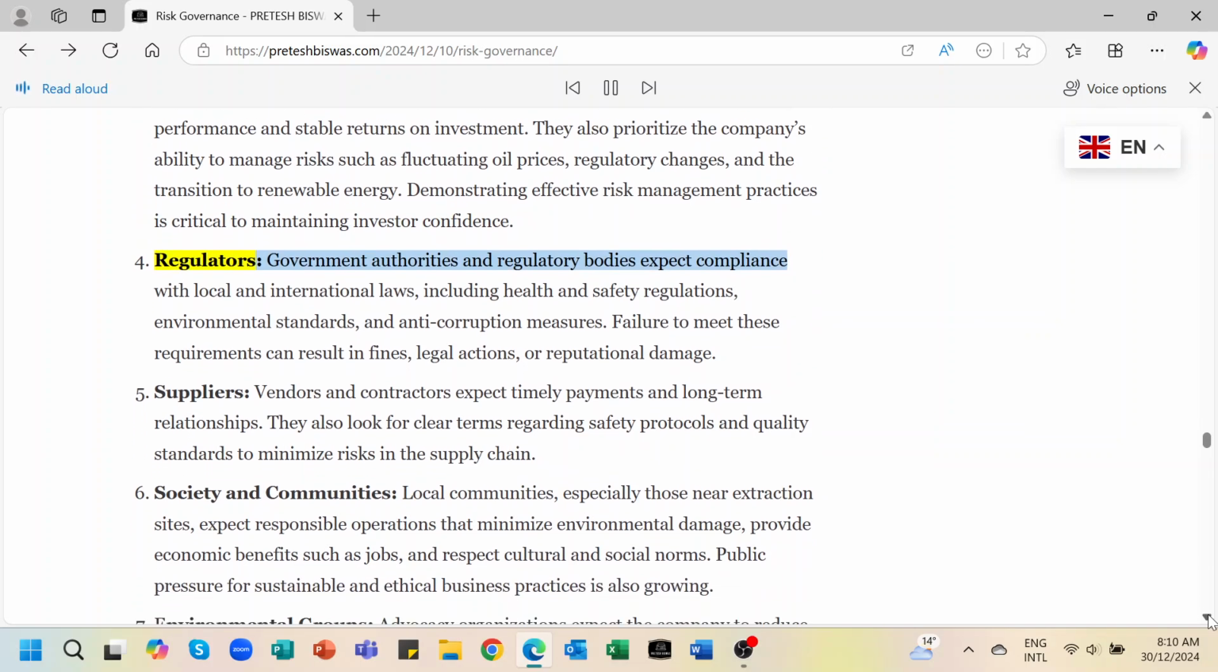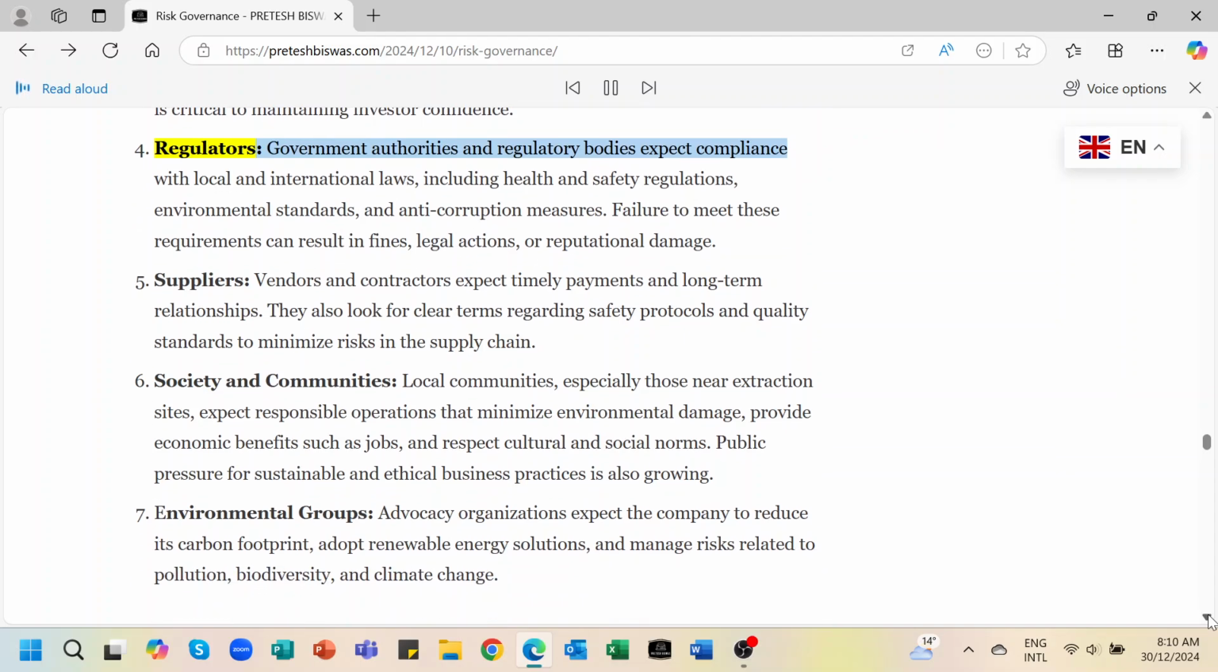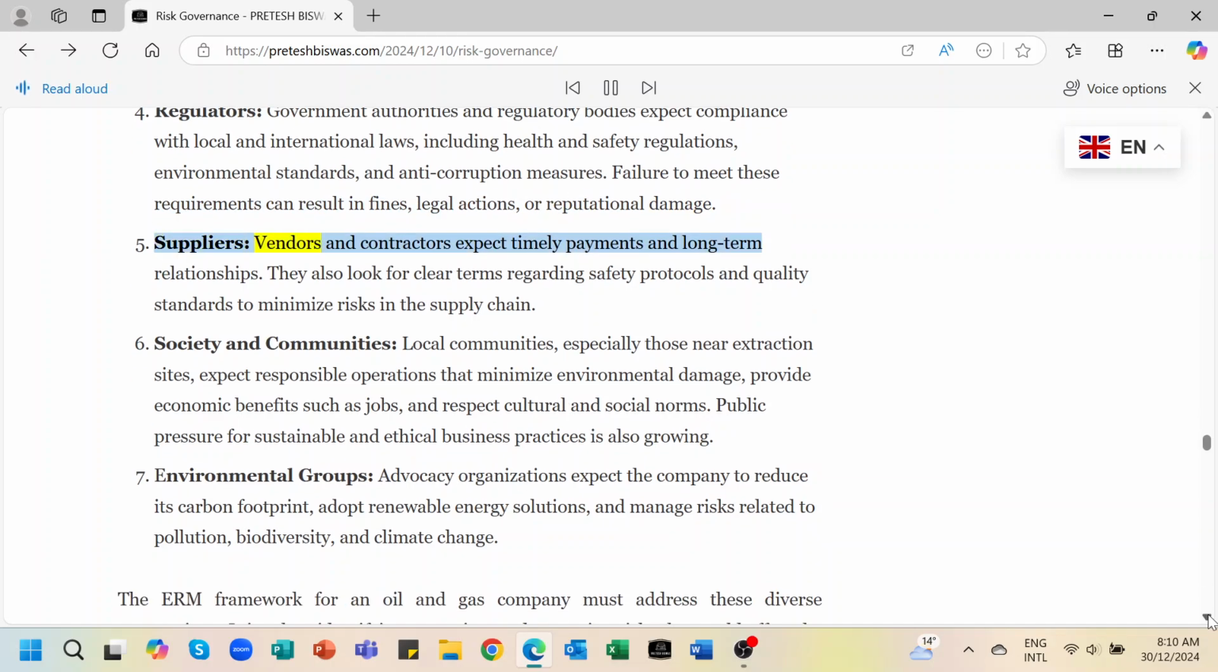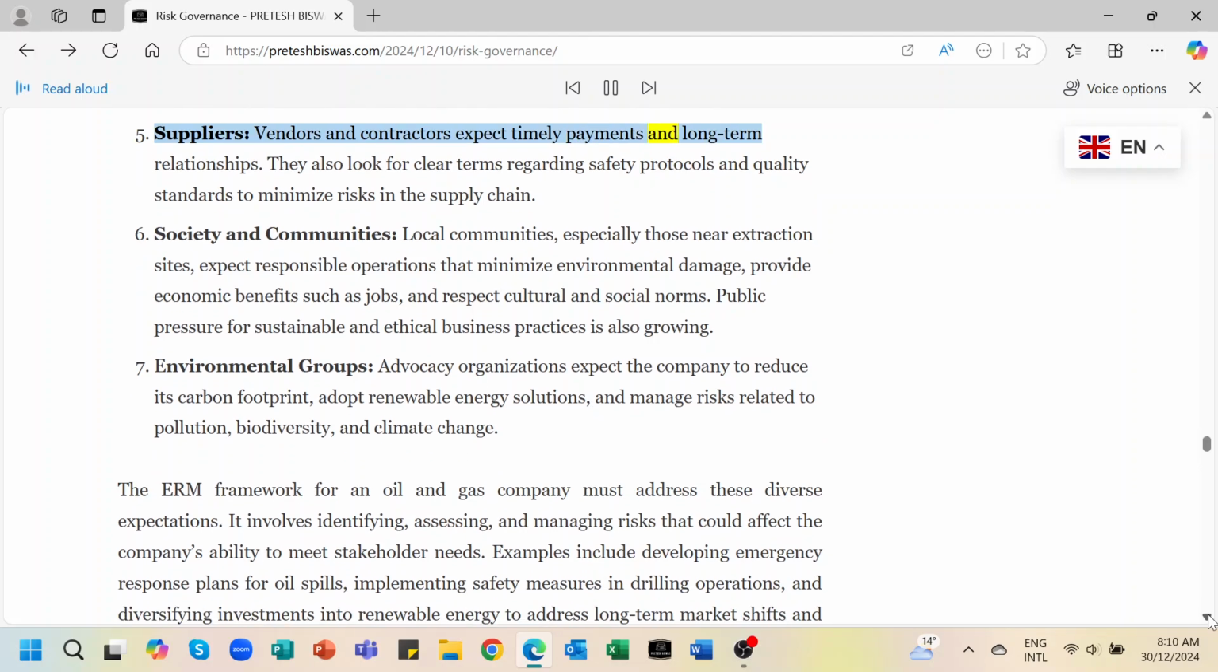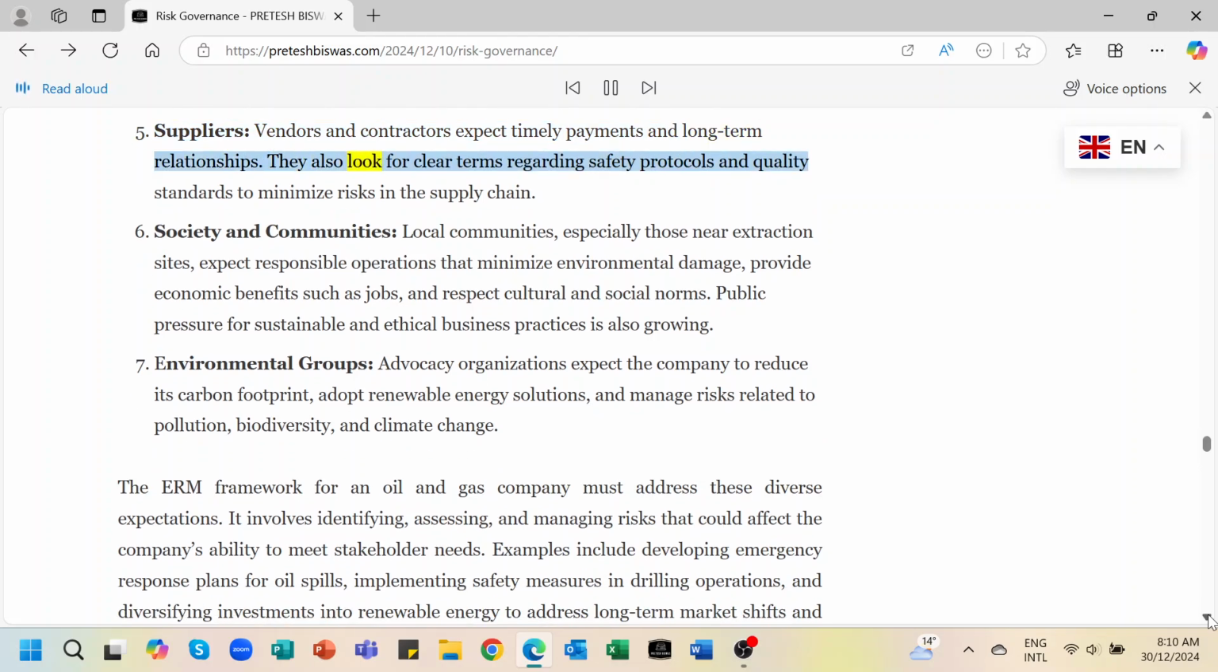Regulators. Government authorities and regulatory bodies expect compliance with local and international laws, including health and safety regulations, environmental standards, and anti corruption measures. Failure to meet these requirements can result in fines, legal actions, or reputational damage. Suppliers. Vendors and contractors expect timely payments and long term relationships. They also look for clear terms regarding safety protocols and quality standards to minimize risks in the supply chain.